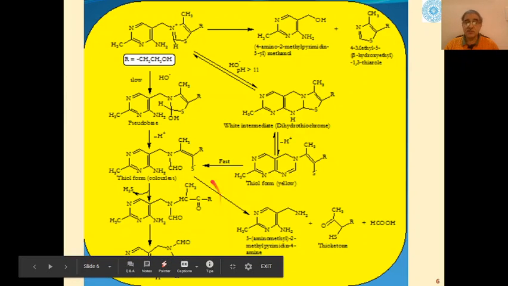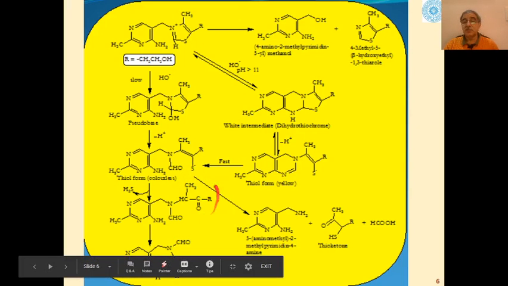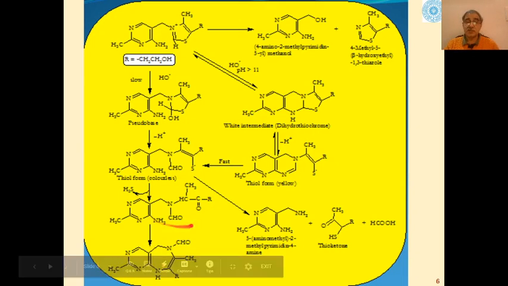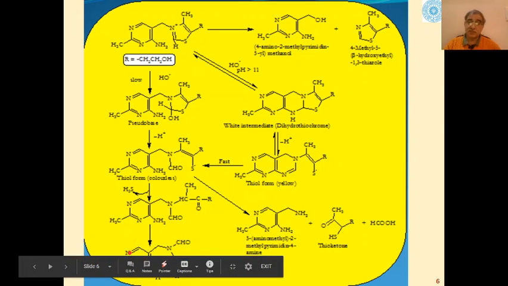We will get this type of intermediate by hydrolysis, removal of this H from water. As from here, water will add to this carbon-carbon double bond, and we will get ketones as the product with the removal of H2S gas. And then this form can undergo condensation reaction to give us benzodiazepines as the product.